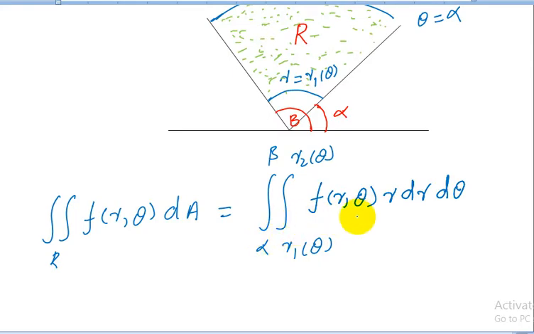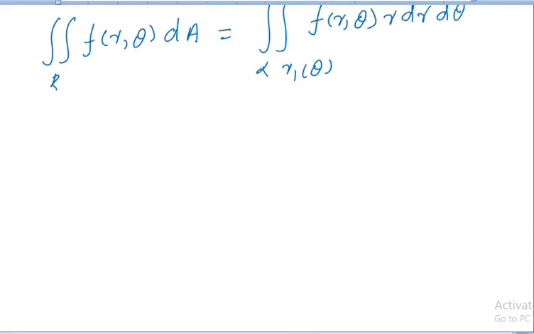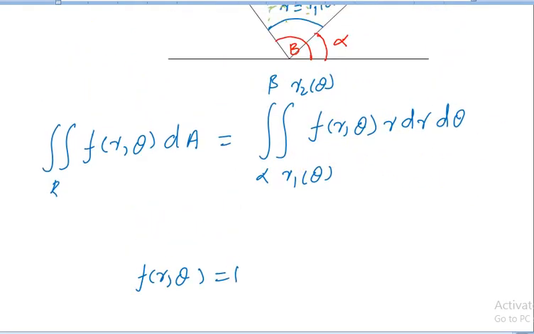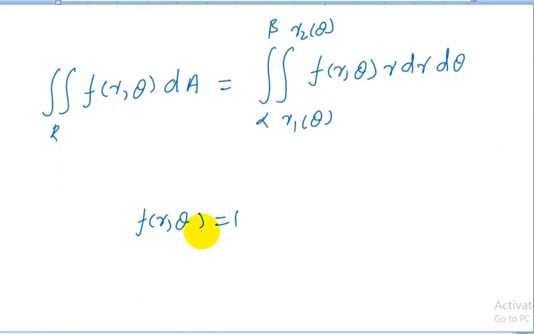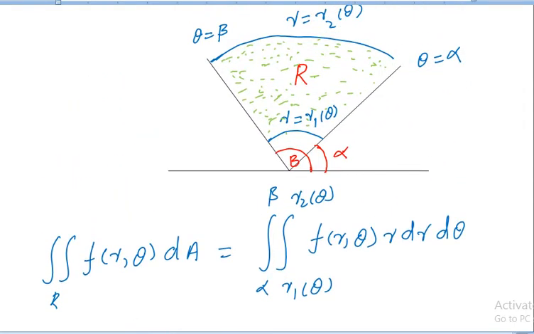So this is the relation for evaluating a double integral over a polar region. Now remember, when f of r theta is equal to 1, then this double integral represents the area of the region shown in the figure. And when f of r theta is not equal to 1, then this integral represents the volume between the surface f of r theta and this region R.